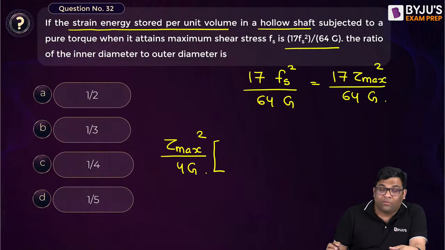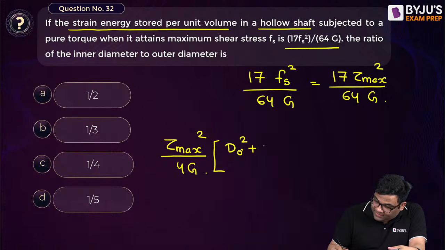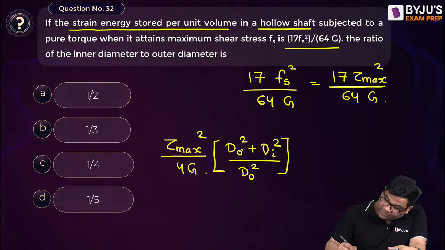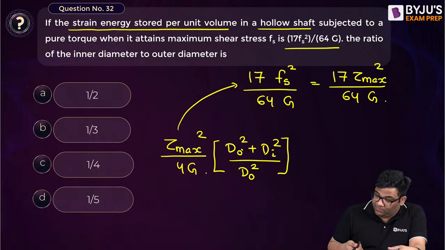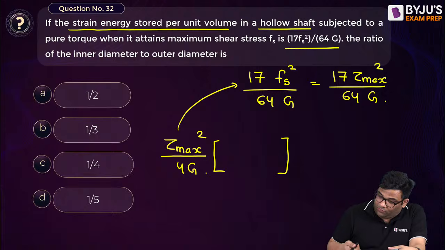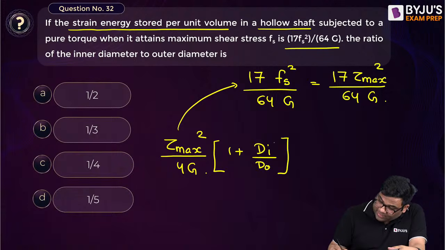For a hollow shaft, it is tau max square by 4G times (d naught square plus di square) divided by d naught square. Now this is given as this value. Can you give me what this will be? This I can say will be 1 plus (di by d naught) square.